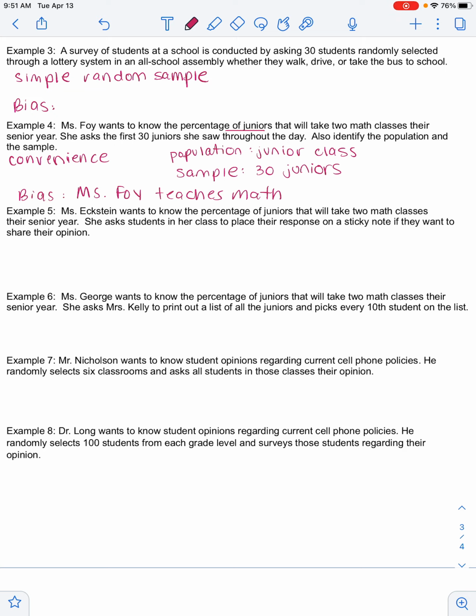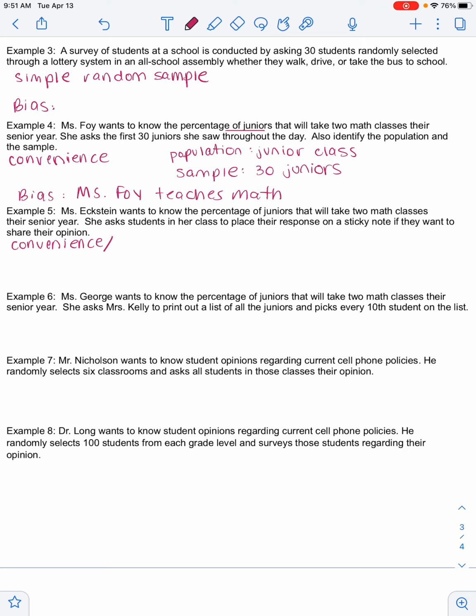In the next example, it says Miss Eckstein wants to know the percentage of juniors that will take 2 math classes their senior year. So the same type of example, let's see how she samples. She asks students in her class to place their response on a sticky note if they want to share their opinion. Again, this can be considered a convenience sample, just like before, because Ms. Eckstein is not going outside of her own class. She is just focused on the students in her class when her population is the whole junior class.